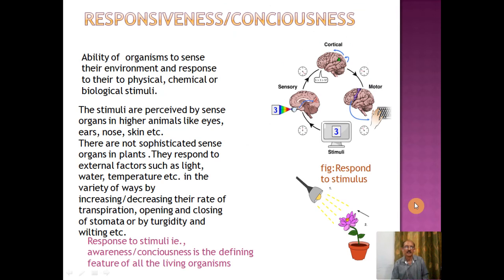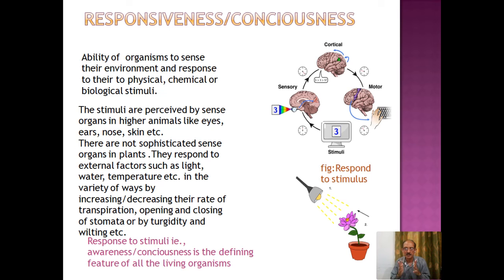So the next most important characteristics are responsiveness and consciousness. When we touch something hot or cold, we observe the sensation. So we can say it is the ability of organisms to sense their environment and respond to physical, chemical, or biological stimuli. And these stimuli are perceived by our sense organs like eyes, ears, nose, skin, etc.